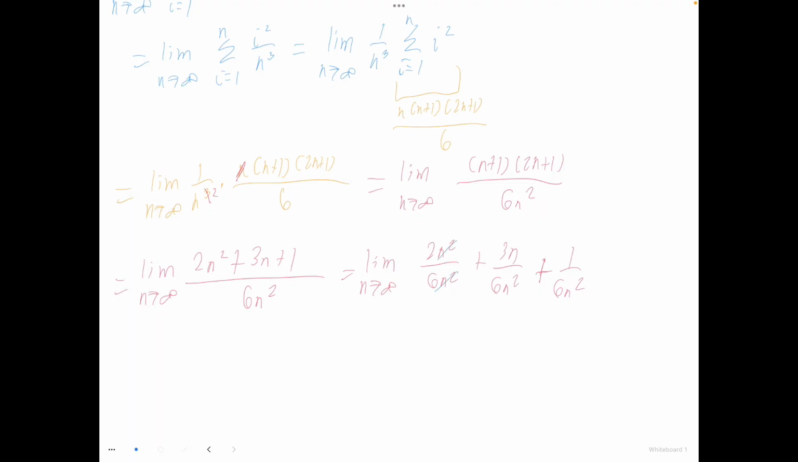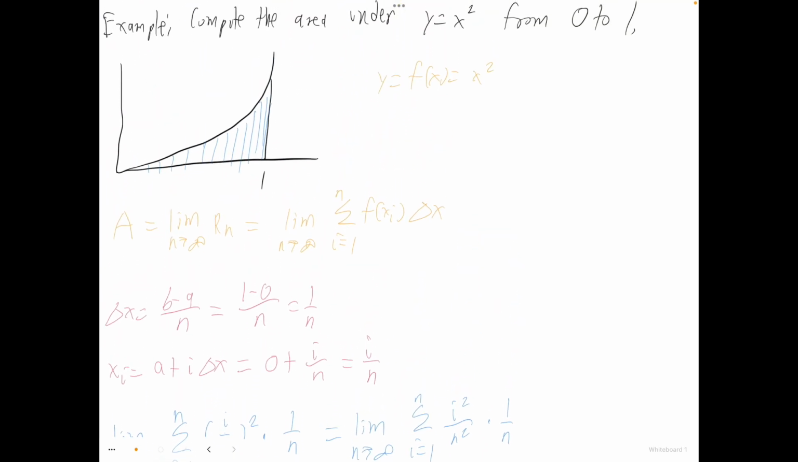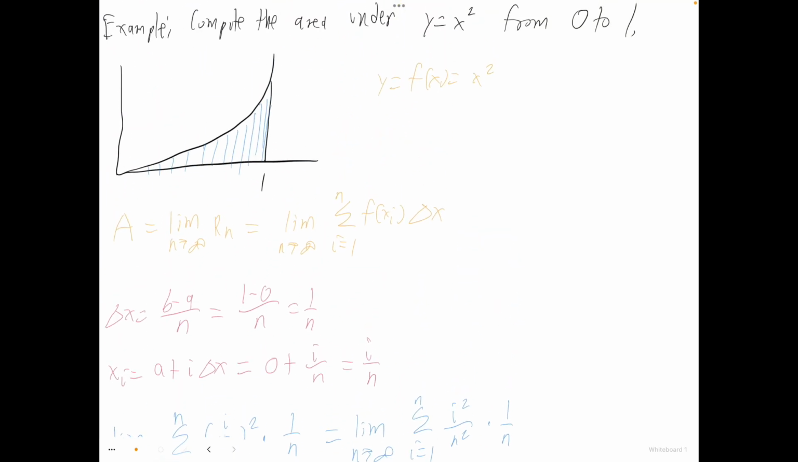The n squareds cancel on the first one. We can cancel one of the n's on the second one and none of the n's on the third one. So we have the limit as n goes to infinity of 1/3 plus 1 over 2n plus 1 over 6n squared. But as n goes to infinity, 1 over 2n will go to 0, and 1 over 6n squared will go to 0. And so we're left with 1/3. And so that gives us that this limit of the right-hand sums is 1/3, which with how we defined area means that the area under this curve is indeed given by the value of 1/3.